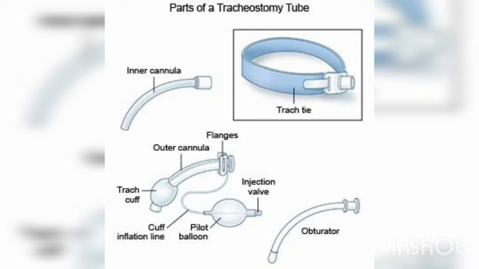We may see a thin tube hanging from the outer cannula. Air can be inserted or removed from the cuff through this tube. The tracheostomy tube may not have a cuff.